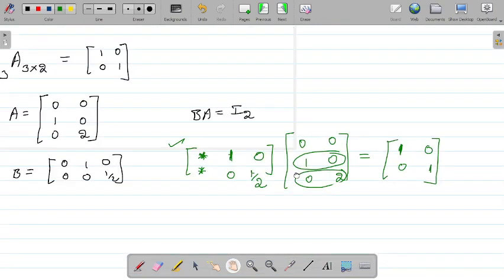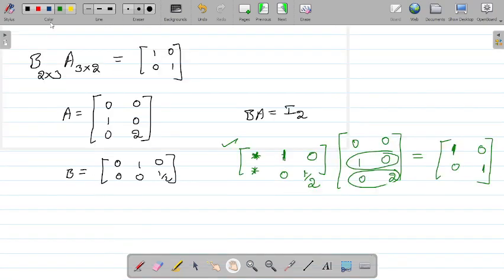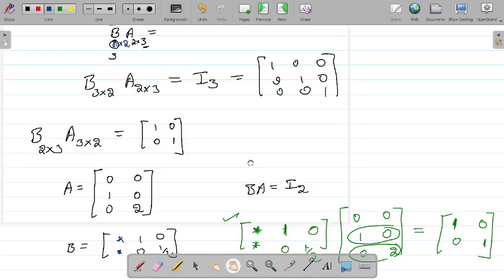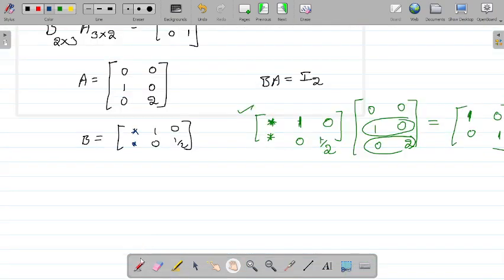Okay, so the answer to our question is this. They need not be 0, you can take any other elements here. So they can be any unknown, this can be any unknown. Okay, so this is the left inverse of A. Therefore I can say that B is the left inverse of A.